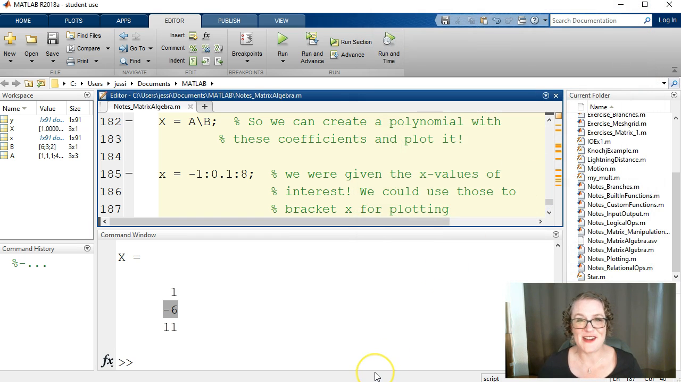All right, so that's how you can use systems of linear equations to solve for a polynomial that goes through a certain set of points.